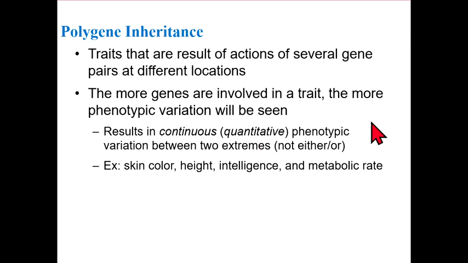For example, in humans, we don't have a tall gene and a short gene, meaning you're either 6'5" or 5'1". We have everything in between, and even a larger range than that, because it's a result of many genes put together. That's polygenic inheritance. It's not one or the other, it's the whole range, this continuous phenotypic variation in between the two extremes. Examples would be skin color, height, intelligence, metabolic rate.